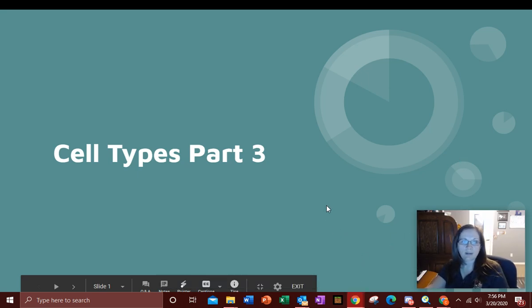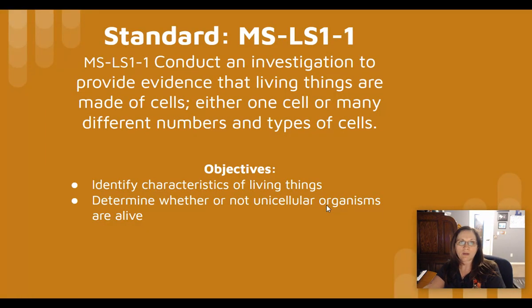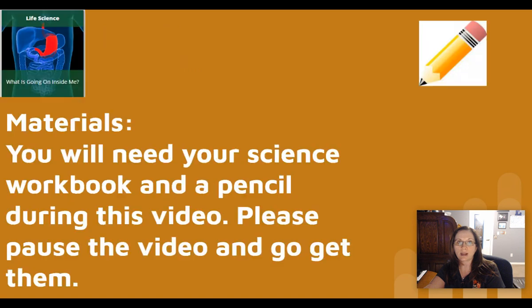We are going to be talking about cell types. This is part 3. We're still covering the same standard that we have been covering all week, and today we are going to identify characteristics of living things, and we're going to determine whether or not unicellular organisms are alive.